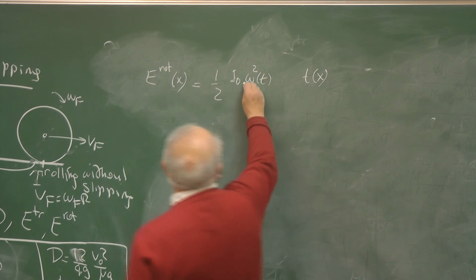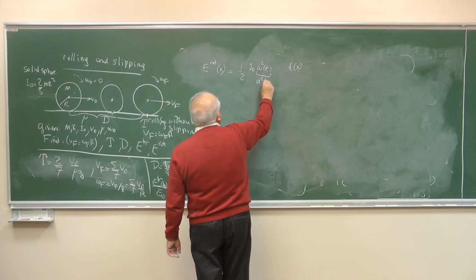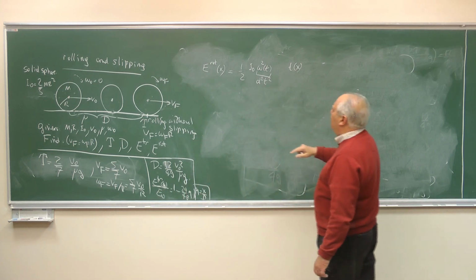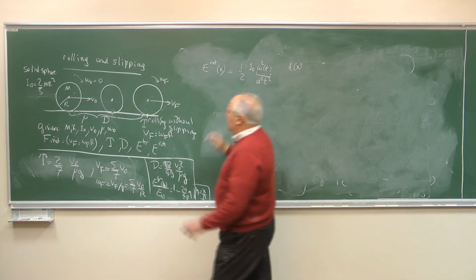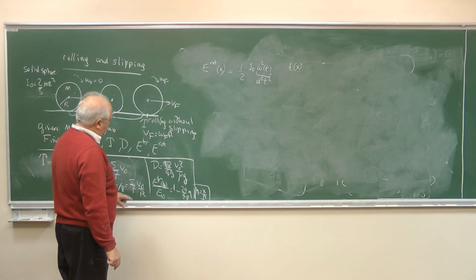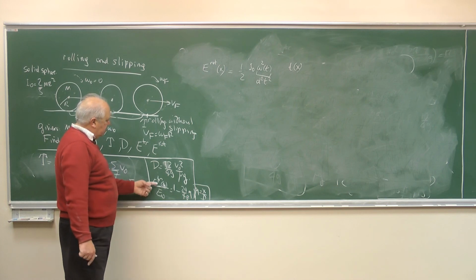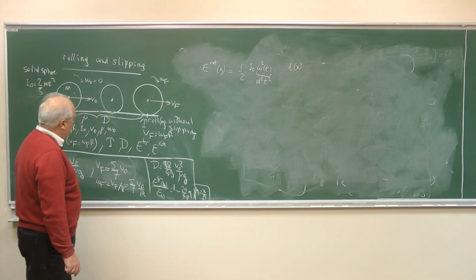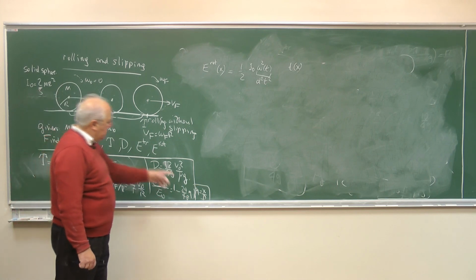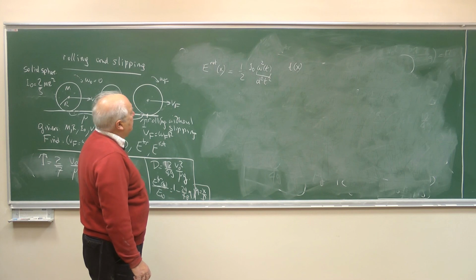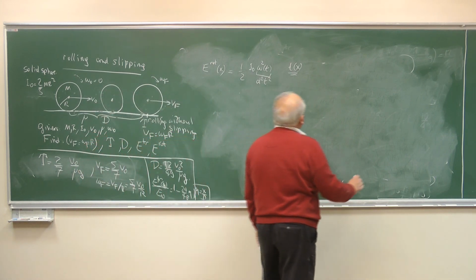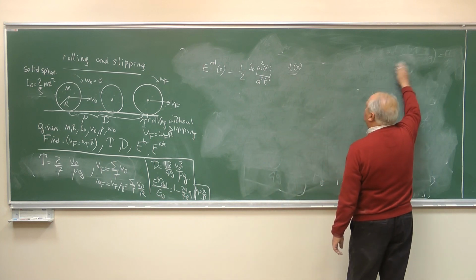Because this is simply alpha squared t squared. So if we find t of x, then we plug it in and we will find this rotational energy at the position x, just the way we found the translational energy as a function of position x, or scaled distance x over d. So we need to find t of x. How is x related to t?